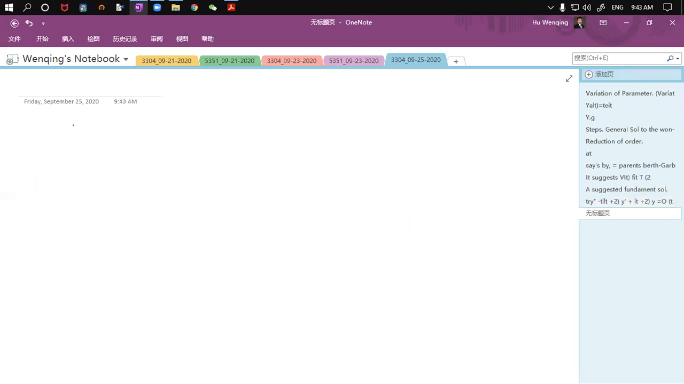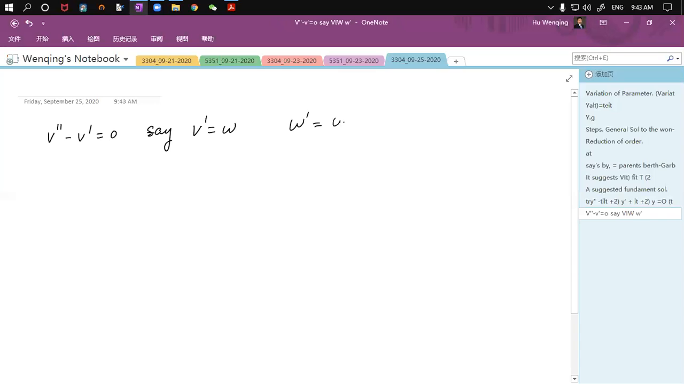So how do you solve this equation? v double prime minus v prime is equal to 0. You can use the second order theory, but let me say a much simpler method. I will let v prime be w, then w prime is equal to w, because v prime is w, and v double prime is going to be w prime. So for what kind of functions is the derivative itself? It just tells you that w is equal to e power of t multiplied by a constant, c1 e power t.